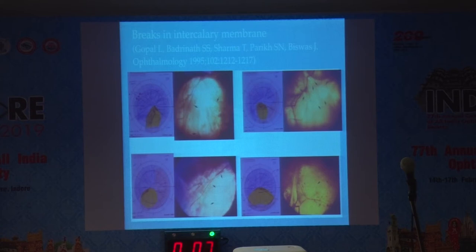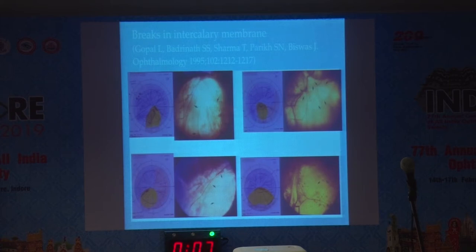Now, this is a study which we published in 1995, where we described the breaks in the intercalary membrane. In fact, if you read this article, I did not use the words breaks in intercalary membrane in the article itself. I called them retinal breaks in the coloboma, for want of a better term. Perhaps the better term actually is breaks in the intercalary membrane. And what we found was breaks like this, large oval breaks within the intercalary membrane, or multiple breaks.